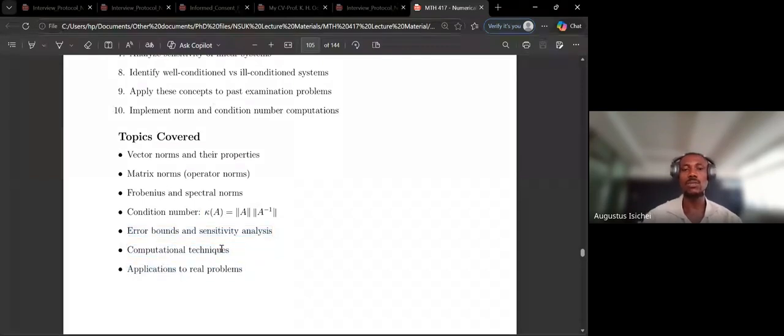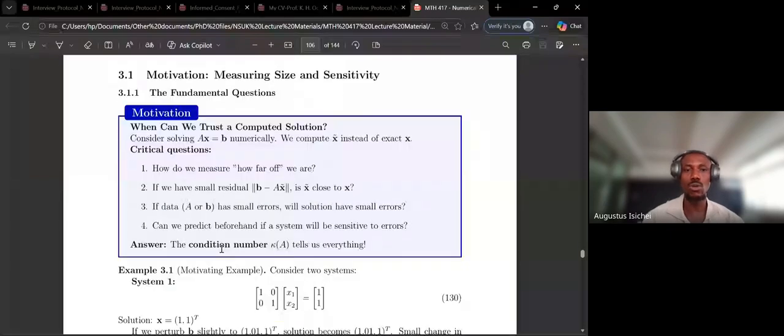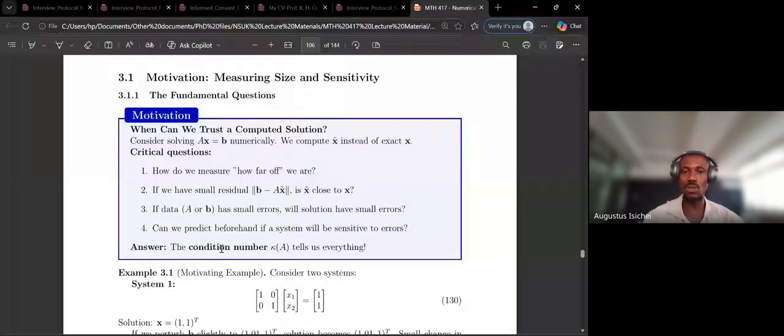So I believe we are motivated enough. But let me motivate you some more before we go further into the topic. Now, don't write this. This is just a way of me motivating you and letting you see reasons why we should look at the norm. So it's starting from the perspective of measuring size and sensitivity.